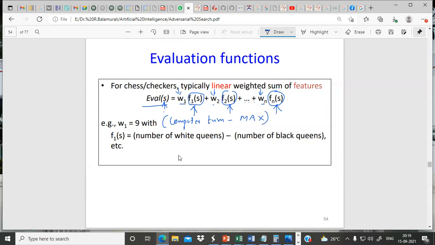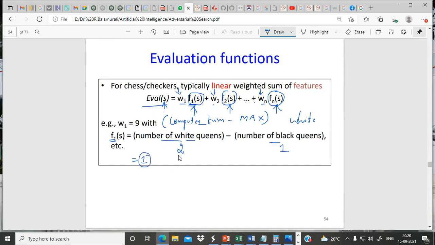So let us take only one evaluation function, f1 of s. Assume that f1 of s represents the number of white queens minus the number of black queens. Here the computer is assumed to be white in chess. So, number of white queens minus the number of black queens. Assume currently there are two white queens, and there is only one black queen. So what is 2 minus 1? It is 1. So it is a positive number.